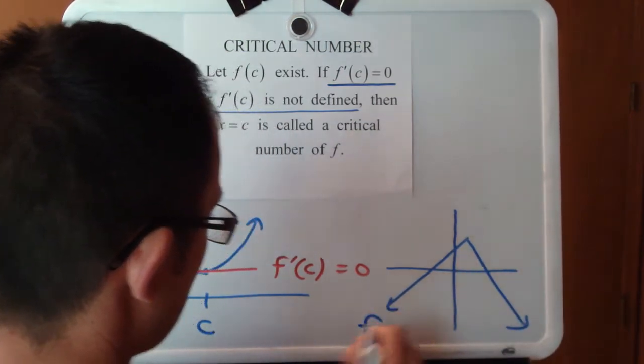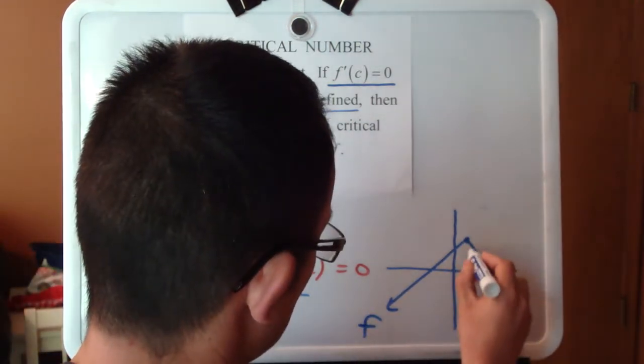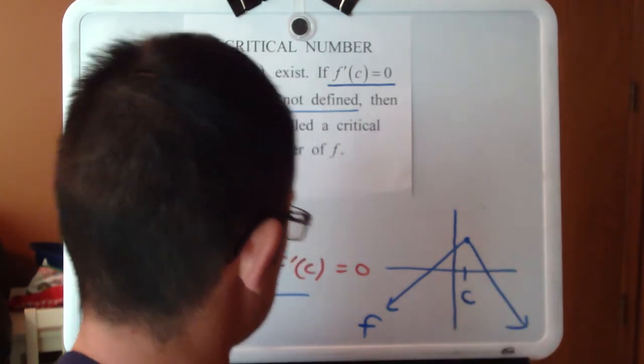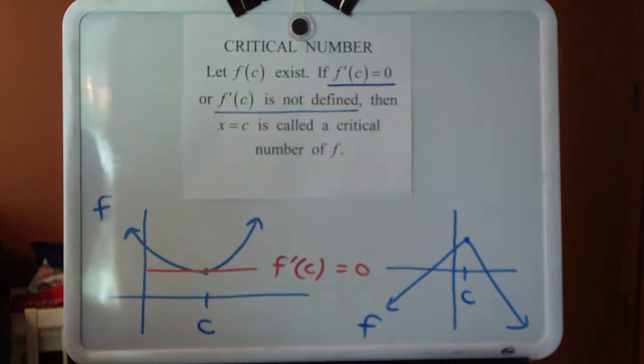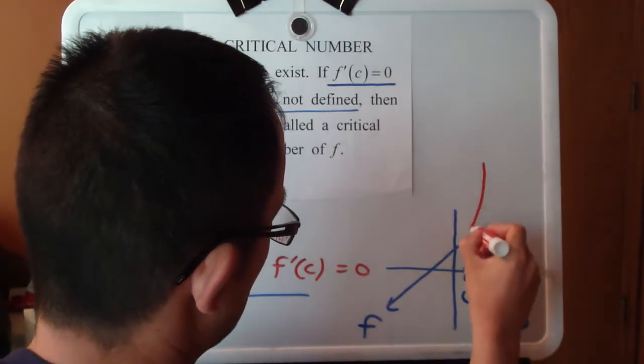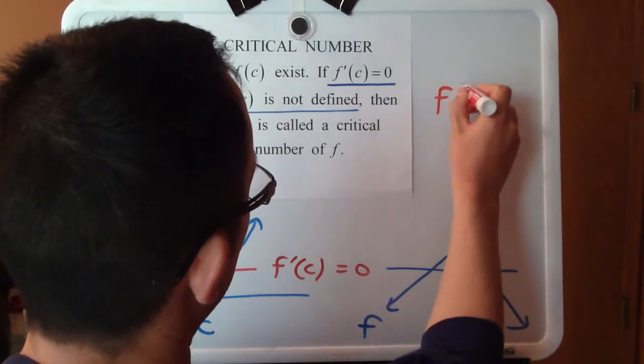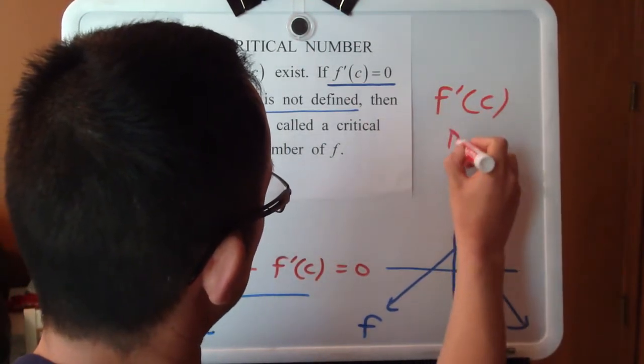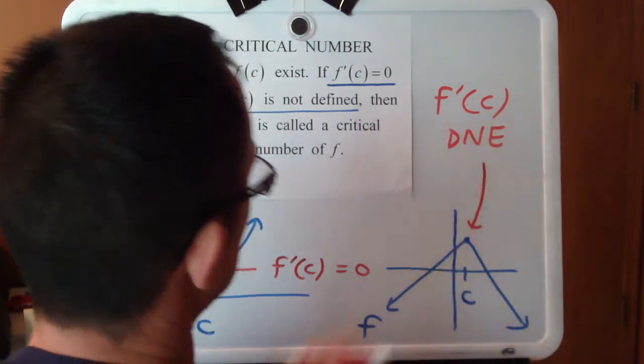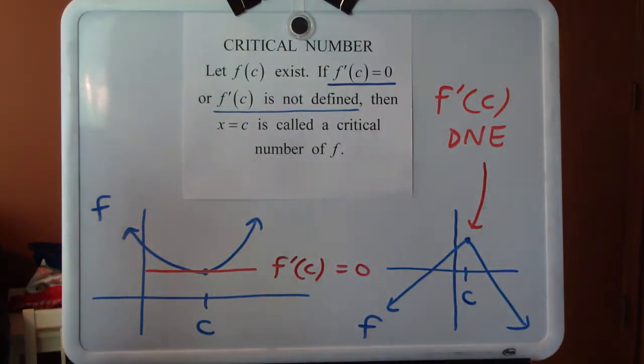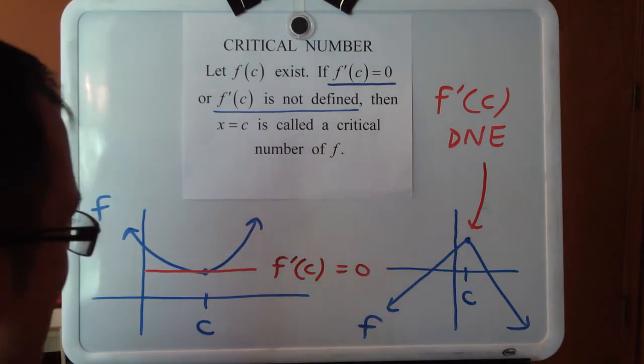So in this case, we'll call this f. And so we have a sharp turn here. We'll call that c. So notice if you look at this location, f prime of c cannot be calculated. You could say f prime of c does not exist because the tangent line is ambiguous at that location.